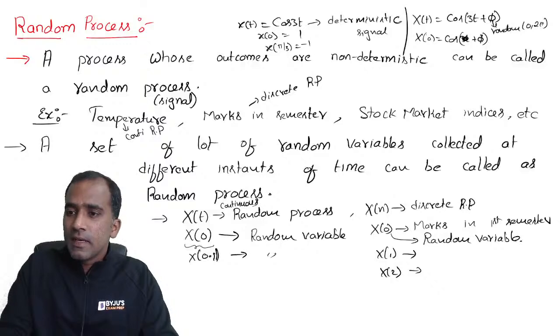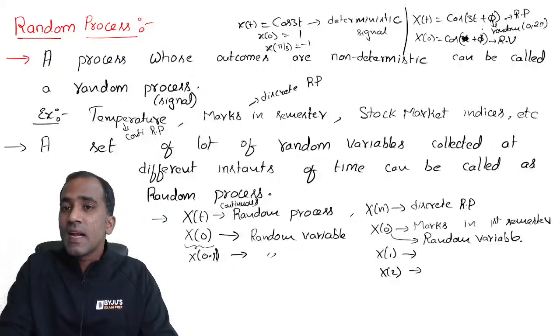Is cos phi deterministic? No, right? Because we don't know what phi is. Phi can be anything from 0 to 2 pi. Since phi is random, cos phi is also random. So this is a random variable. This is a random process, because there is randomness in it.